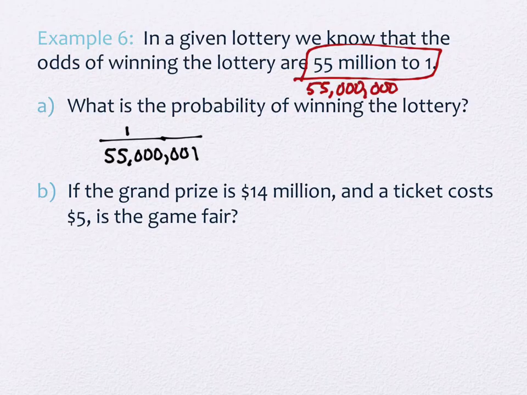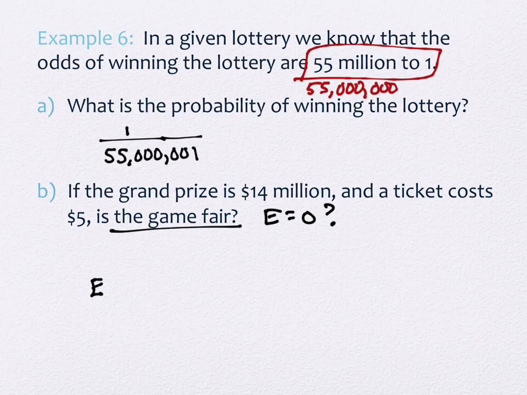Then, where we actually get to the question is part B. If the grand prize is $14 million and a ticket costs $5, is the game fair? Fair does not mean like, that's not fair, right? That's not what we're talking about. We use it in language all the time when we feel like an injustice is done to us for some reason. This has a mathematical meaning. This question, is the game fair, means the expected value is 0. That's the understood question we're being asked. So we need to figure out what the expected value is in order to answer that question.